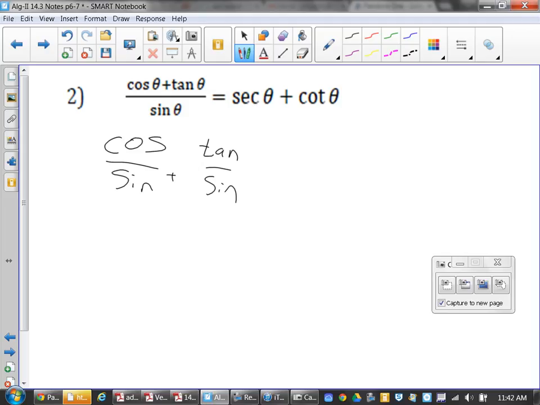All right. So now, this is cotangent. The other part is sine over cosine times 1 over sine, which is secant. And you're done.